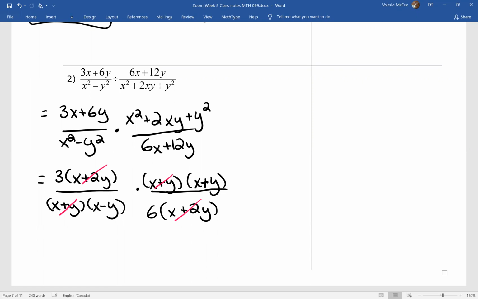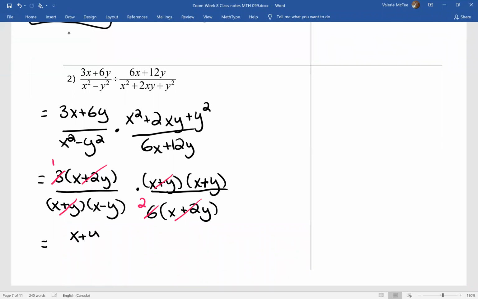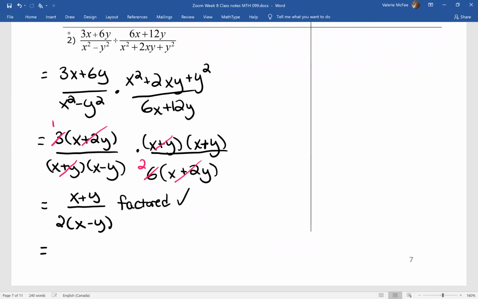But we also have 3 common. Divide by 3, divide by 3. So in the numerator, we're left with x plus y. In the denominator, 2 times x minus y. If you're asked to leave your answer in factored form, this is where you would stop. If you're not asked to leave it in factored form, you would have to open the brackets in the denominator. Both of those are fine.